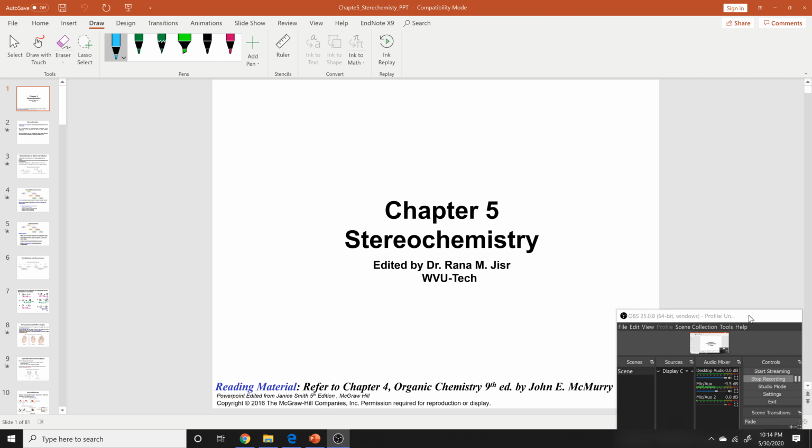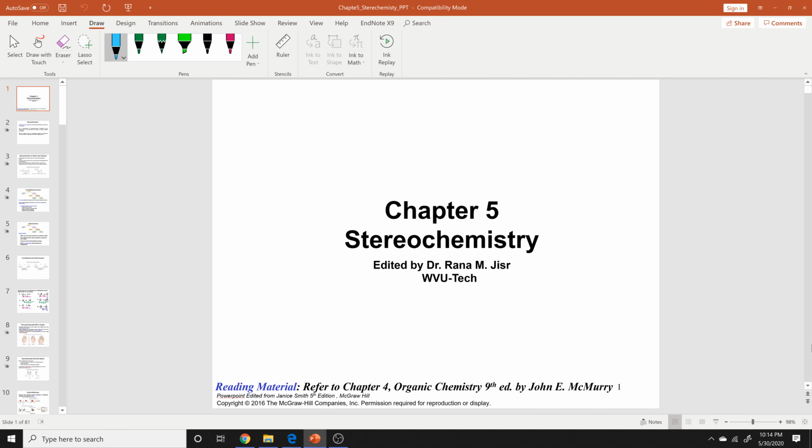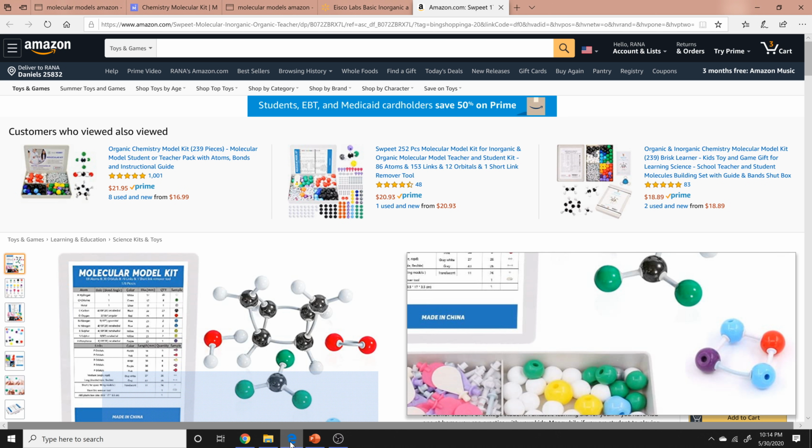Hi everyone. In this chapter, we will explain stereochemistry of organic compounds. You can refer to chapter 4 in John McMurry's book for additional reference material. Also, what you need for this chapter, we've talked about this at the beginning of the semester. What you need is a molecular model kit. So if you did not get this by now, then we can go around with it.